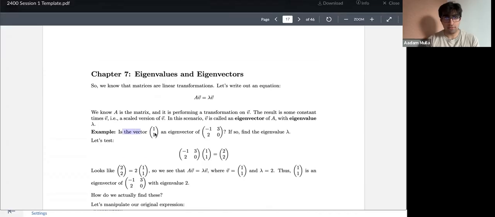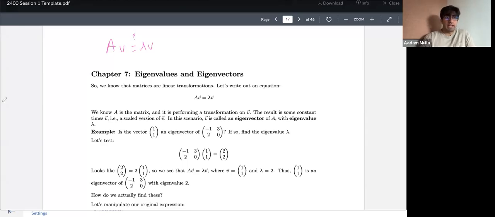We're asked, is the vector 1, 1 an eigenvector of negative 1, 3, 2, 0? If so, find the eigenvalue associated with it. So let's see if it's an eigenvector. We just do A times V and see if it is equal to lambda V, yes or no. We multiply our matrix by the vector and we get 2, 2. Notice that 2, 2 is exactly a scaled version of the original, correct? So we see that AV equals lambda V, where V is 1, 1 and lambda is 2. The terminology is that 1, 1 is an eigenvector of A with eigenvalue 2. Okay? Hopefully that makes sense.